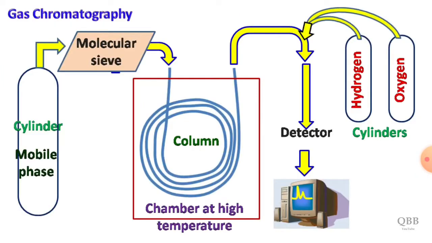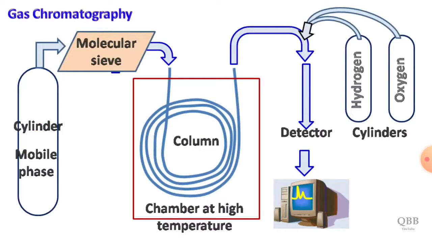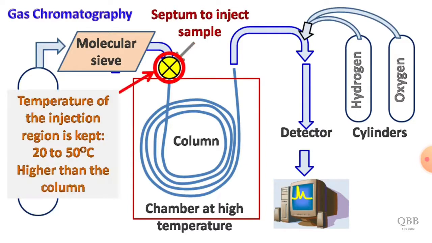Let's see the working of gas chromatography. The sample which is to be separated is mixed with an appropriate volatile solvent such as heptane, acetone, or methanol. Just before the column is a septum that allows injection of the sample. The temperature of the injection region is 20 to 50 degrees Celsius higher than the column. This allows rapid volatilization of the sample. Once the sample is volatilized, it passes down the column where the separation occurs.